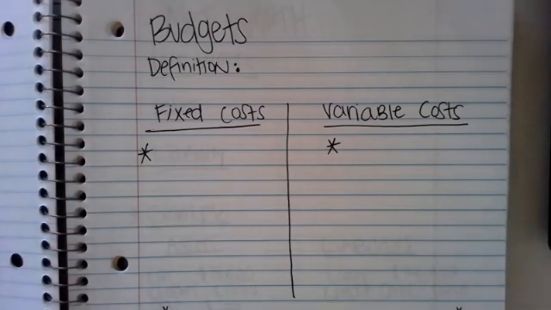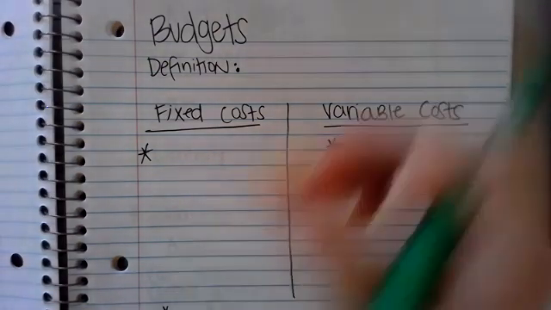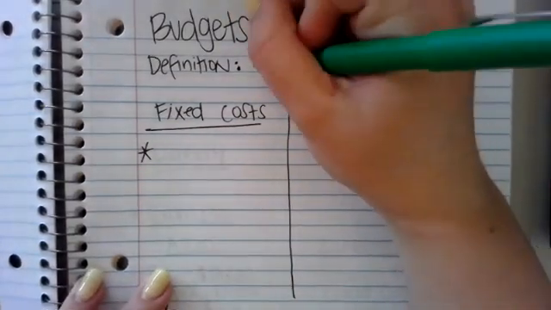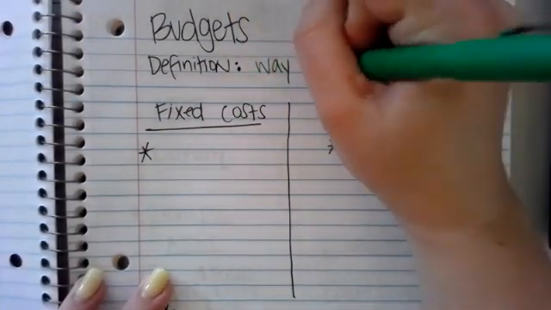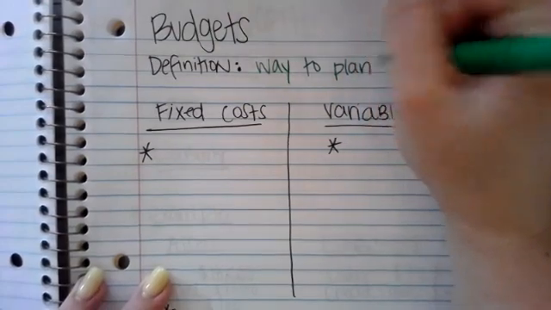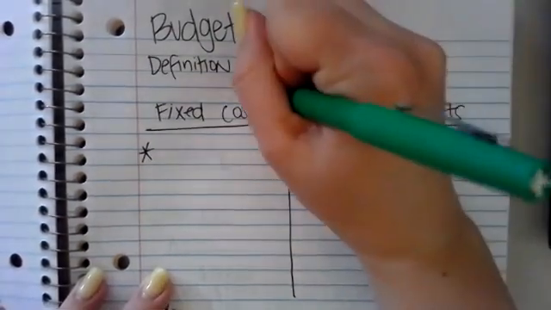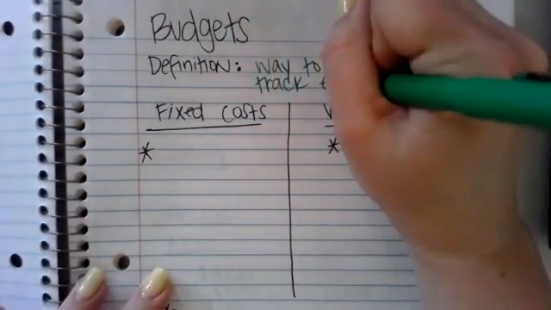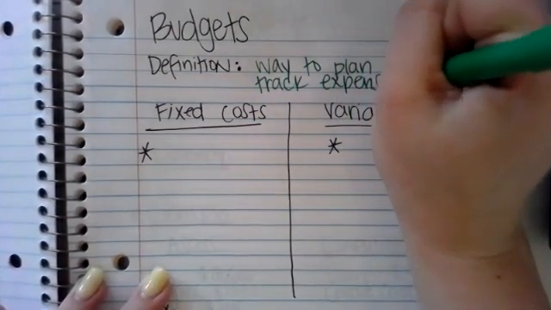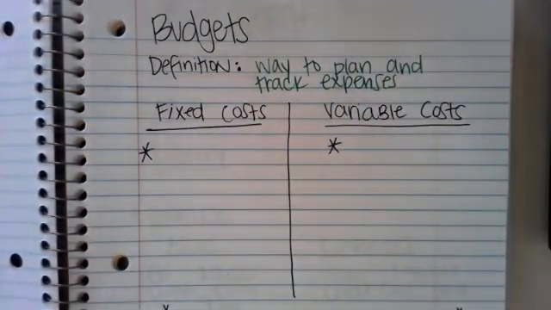Okay, so the definition of a budget is a way to plan and track your expenses. So I'm going to use my green pen since we're going to talk about money. So a budget is a way to plan and track expenses. You may have seen members of your family have a monthly budget to make sure that you plan out your money accordingly, so that way you have enough money to do different things.